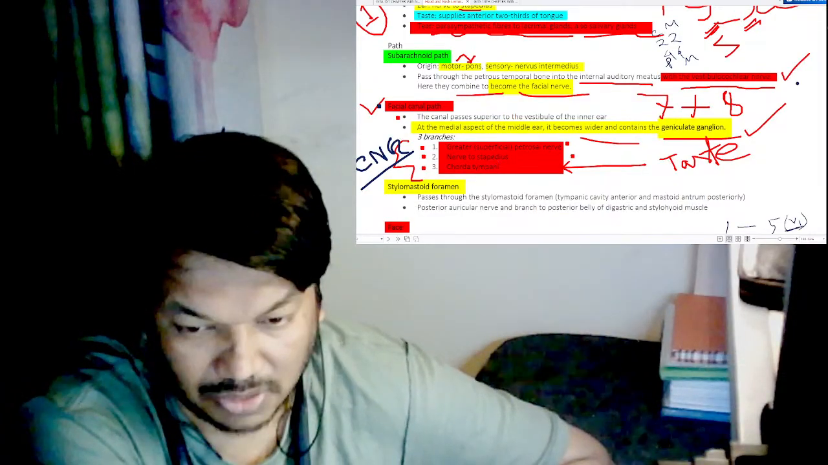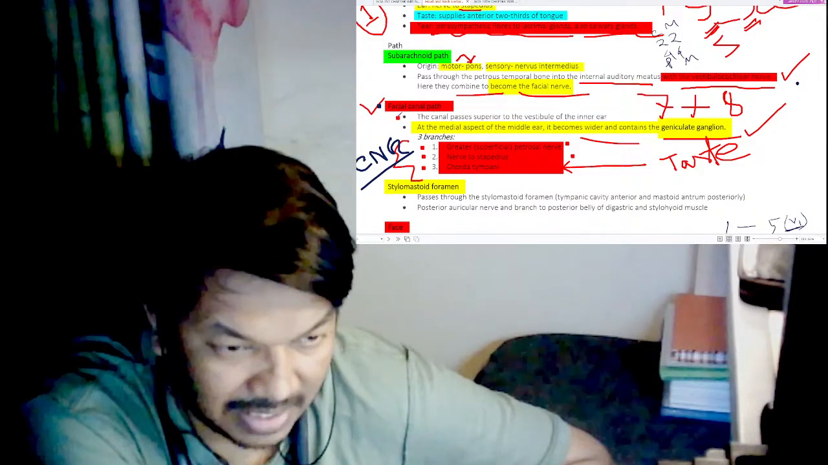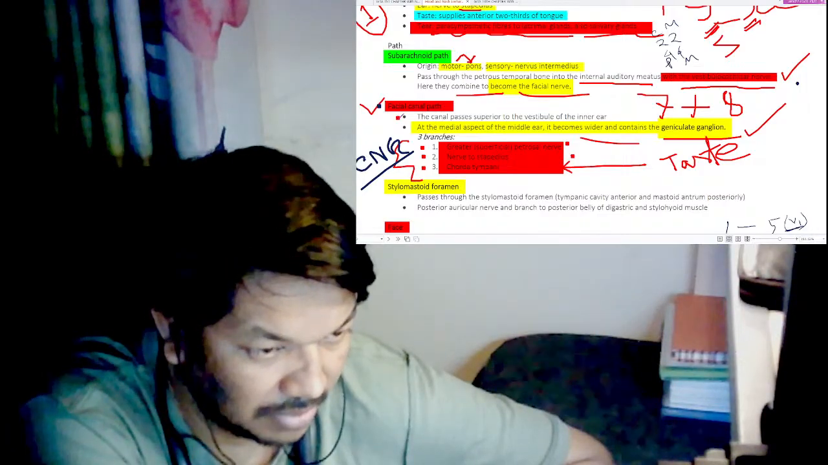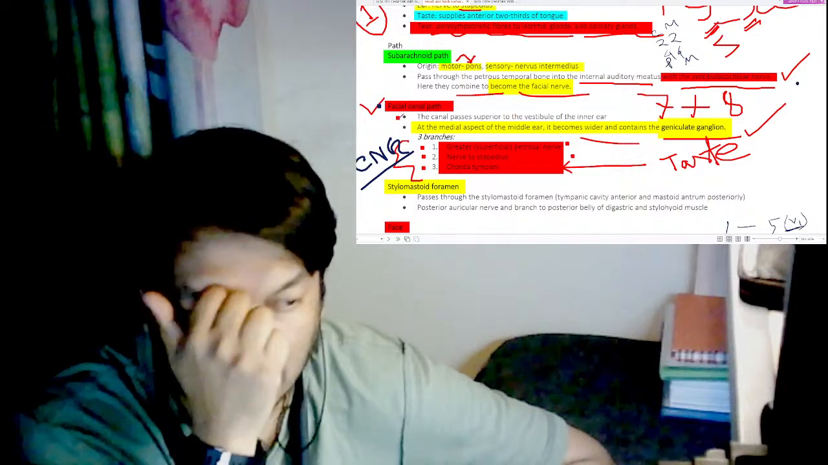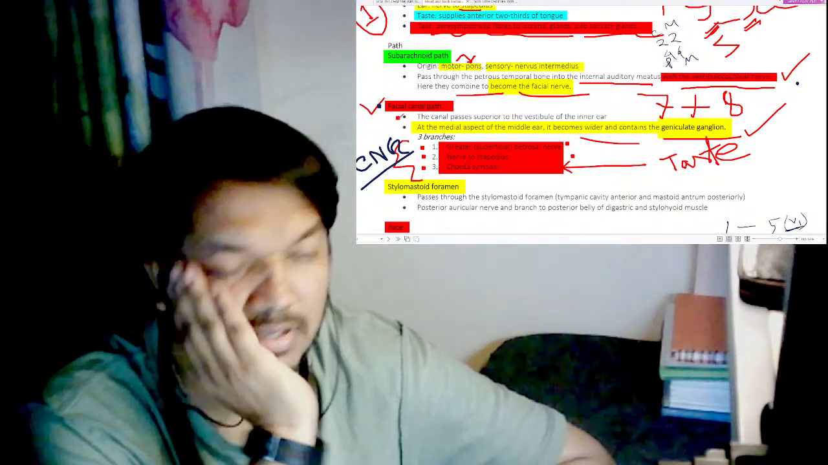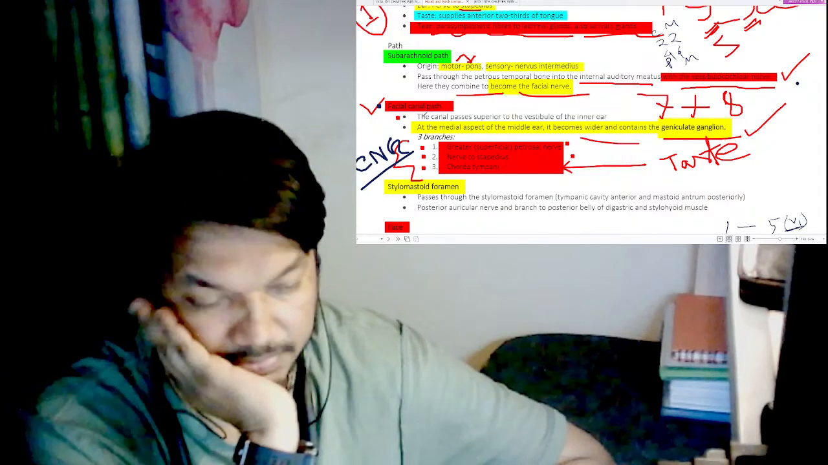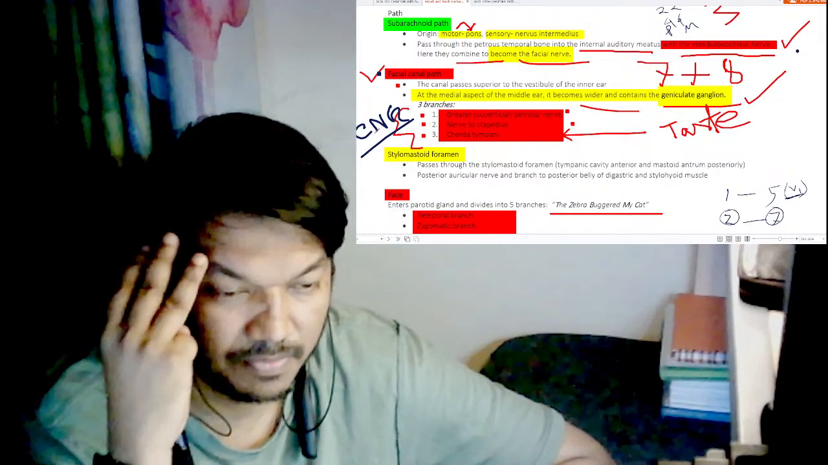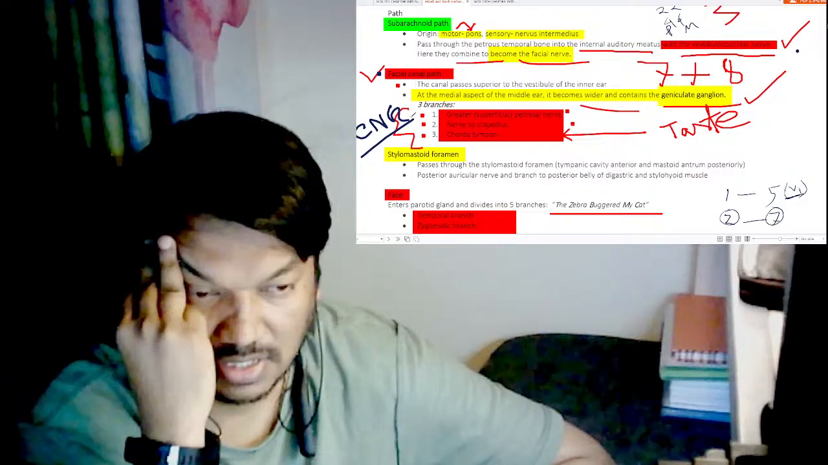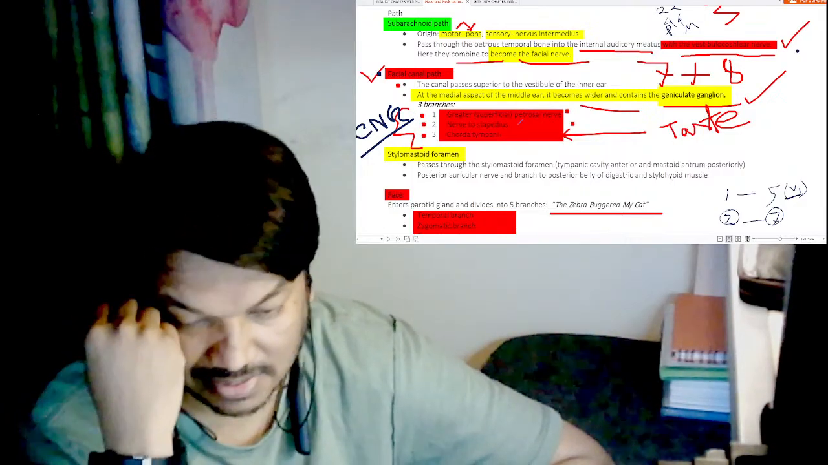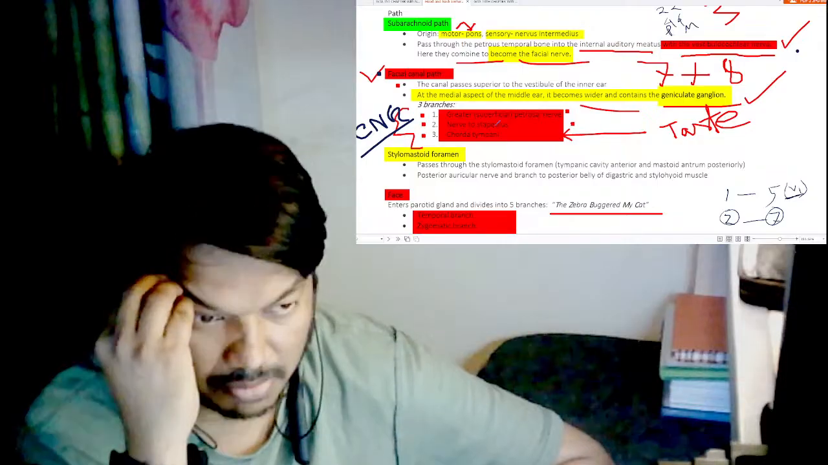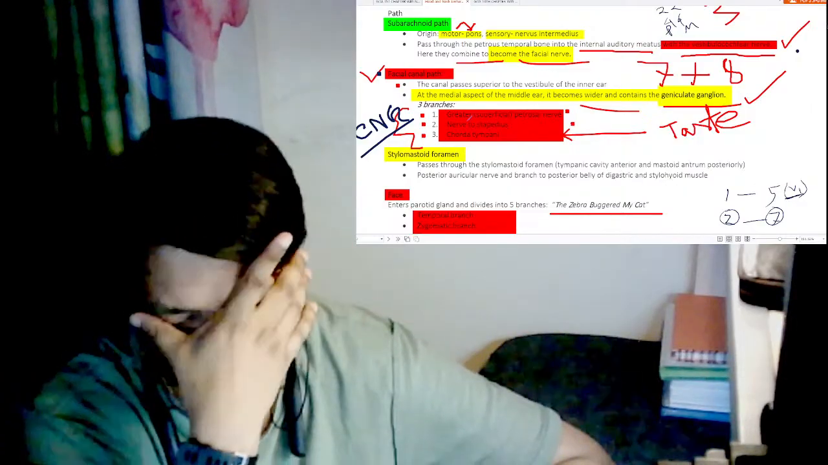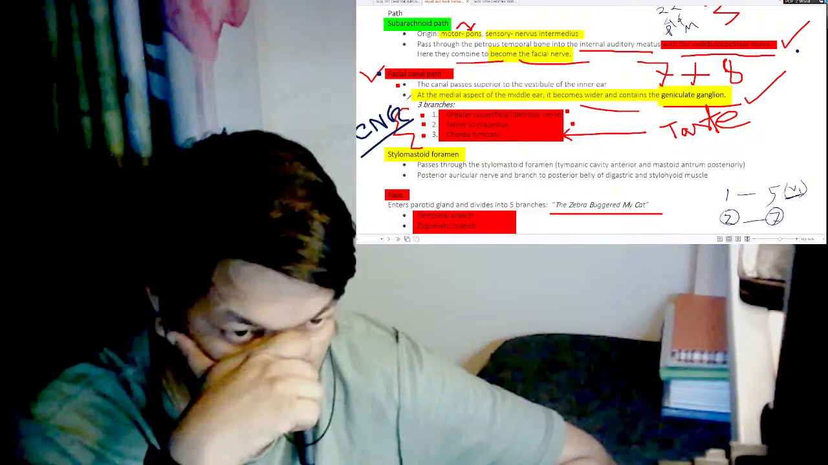Its pathway is different in the facial canal. The canal passes superior to the vestibule of the inner ear. At the medial aspect of the middle ear, it becomes wider and continuous in the geniculate ganglion, no need. In the facial canal, it has three branches. One is CNG. C is chorda tympani, which gives taste sensation. N is nerve to stapedius, and G for greater petrosal nerve. So see, these are the branches in the facial canal.